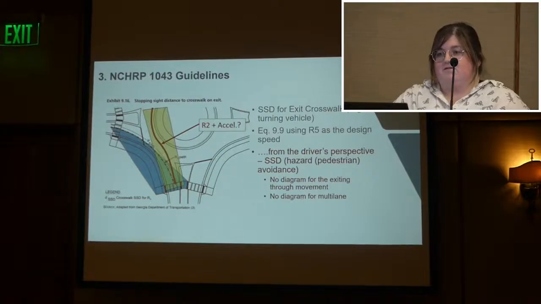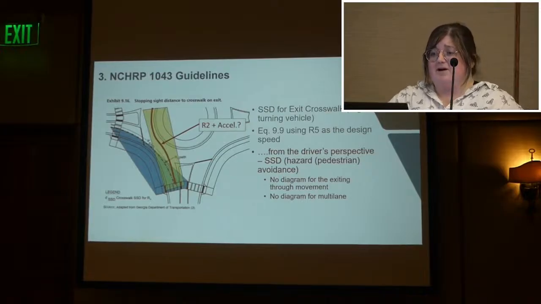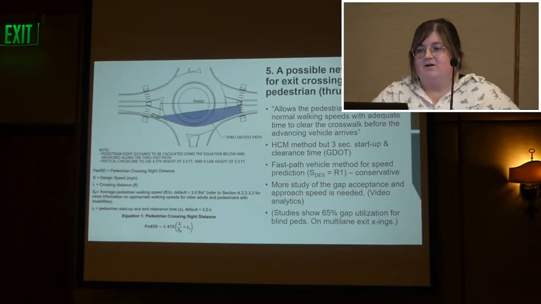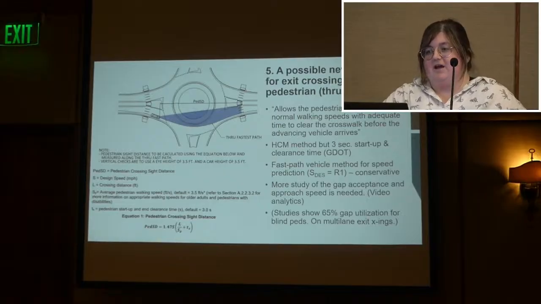So what does NCHRP 1043 say about this? They use stopping sight distance to the exit crosswalk for a right turning vehicle. It's equation 9.9 using that same R5, or right turning speed. They do not have a diagram for the exiting through movement, and there's no diagram to take in any multi-lane considerations. So that R2 plus acceleration that we saw in the last guidelines is not present in this one. That leads us to presenting a possible new diagram for exit crossing sight for the pedestrian.